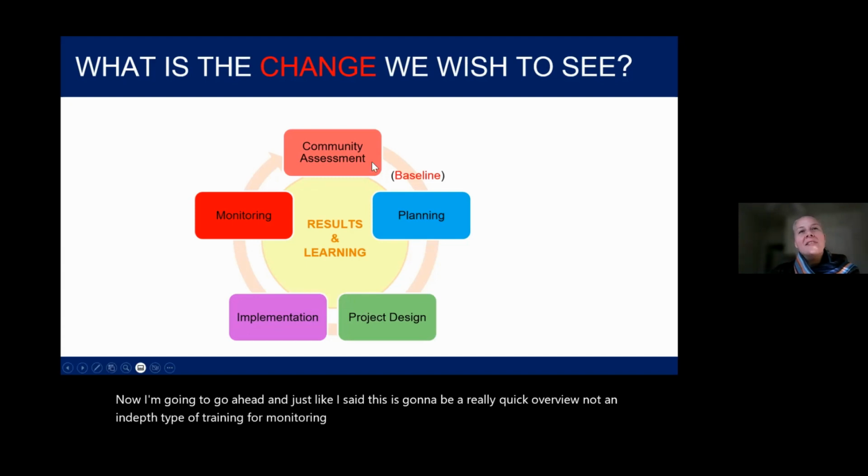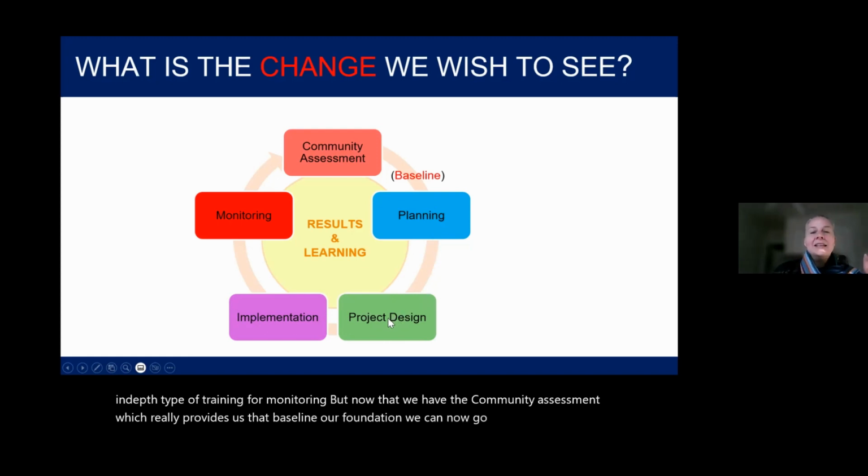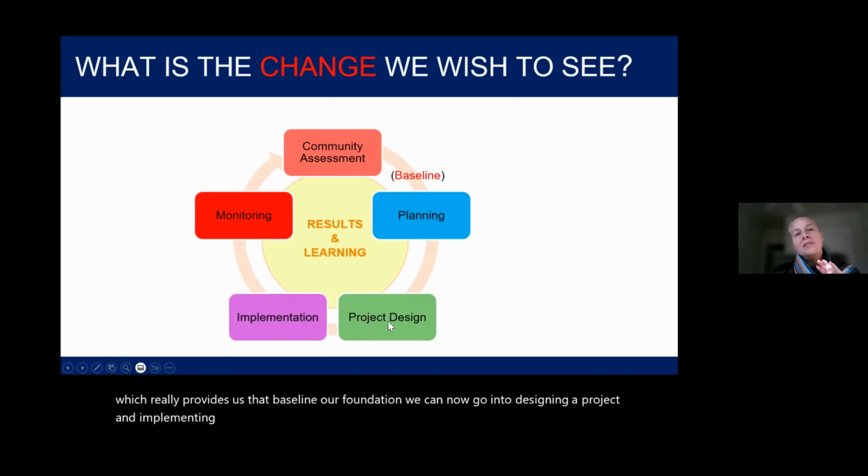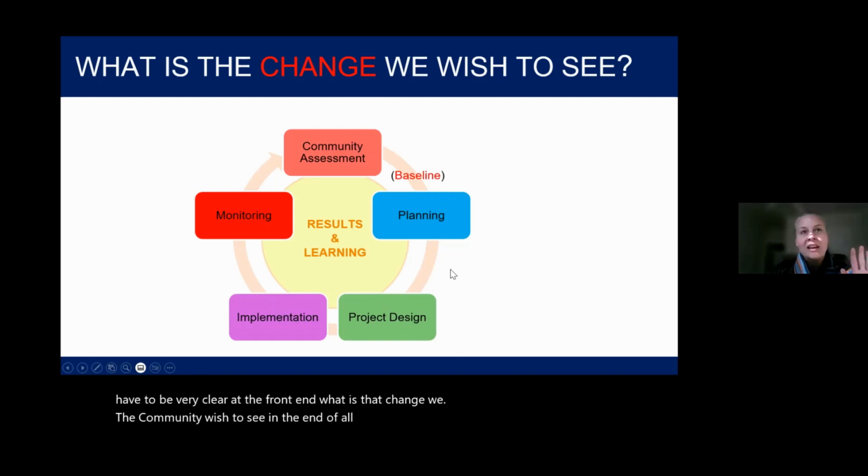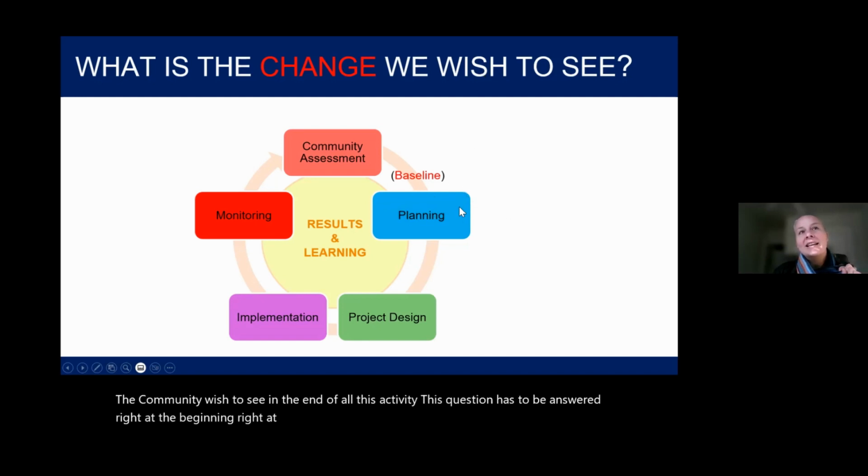But now that we have the community assessment, which really provides us that baseline or foundation, we can now go into designing a project and implementing it in order to obtain the change we wish to see. But we have to be very clear at the front end. What is that change we, the community, wish to see at the end of all this activity? This question has to be answered right at the beginning, at the planning stage.